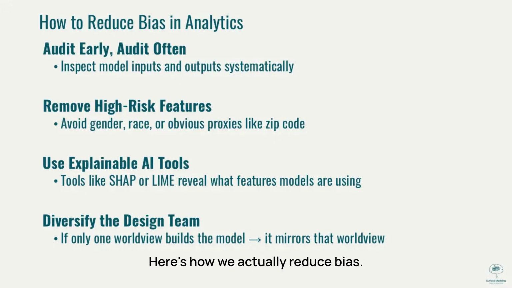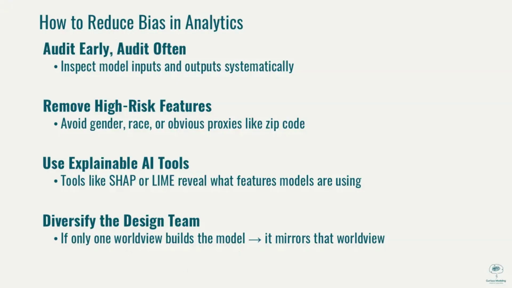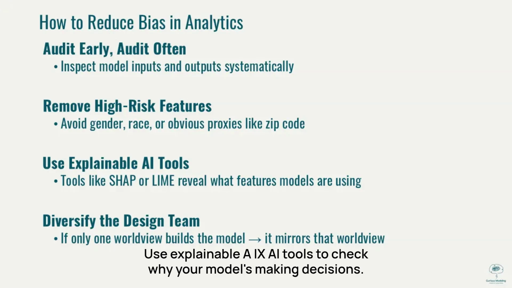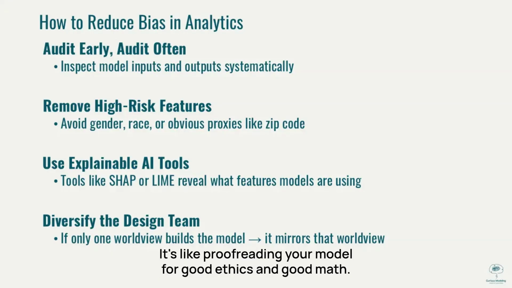Here's how we actually reduce bias. Audit your data. Who's missing? Remove unnecessary or harmful features, like zip code or name. Test your model for disparate impact. Use explainable AI tools to check why your model is making decisions. Build a diverse design team, different perspectives, fewer blind spots. It's like proofreading your model for good ethics and good math.